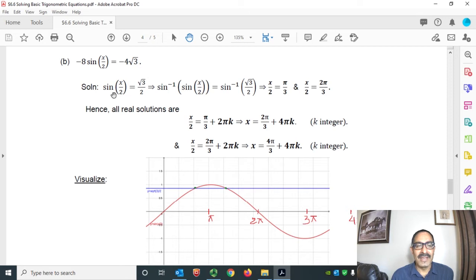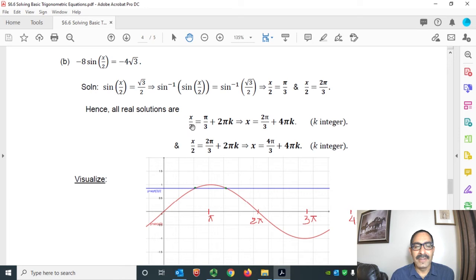Take sine inverse of both sides. So we have sine inverse sine x over 2 equals sine inverse radical 3 over 2. Then sine inverse sine cancels. It gives you only x over 2. And we know sine inverse radical 3 over 2 is pi over 3 and 2 pi over 3. You know, sine 60 degrees is radical 3 over 2 and sine 120 degrees is radical 3 over 2. So we have two solutions. Hence, all real solutions are pi over 3 plus 2 pi k.